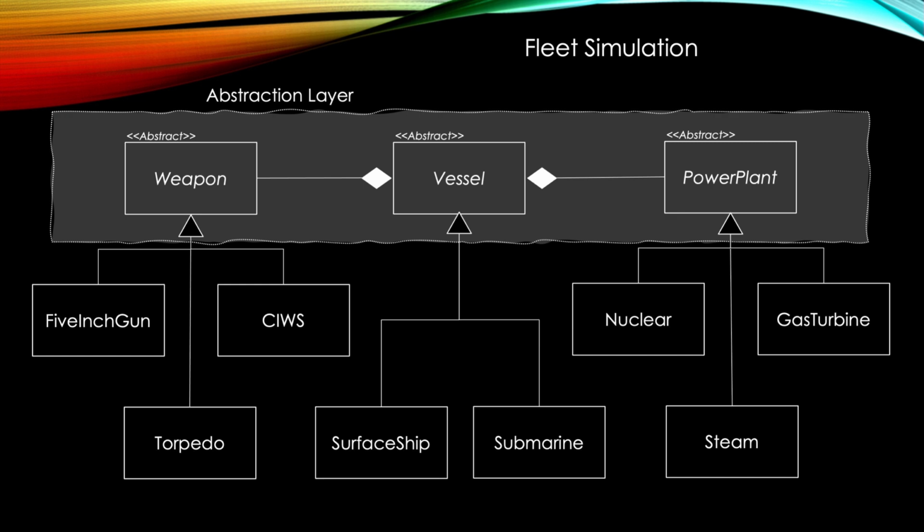Let's say for example, we want to create a new type of weapon. We don't have to modify the weapon class. We just extend weapon, create a new weapon derived class type. For example, let's say we want to have a laser weapon that we wanted to interface with. Well, we would just create a new derived class called laser, and we wouldn't have to make any changes to weapon. That's the open-closed principle in action there. Let's see how the code for Fleet Simulation looks in action.